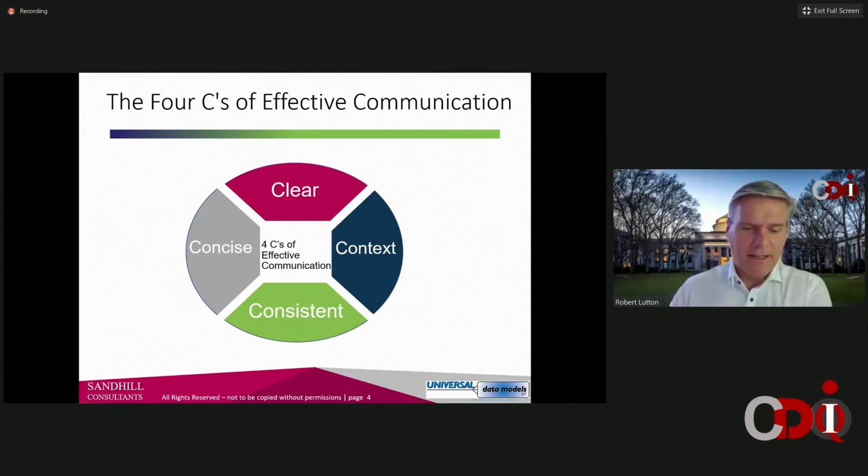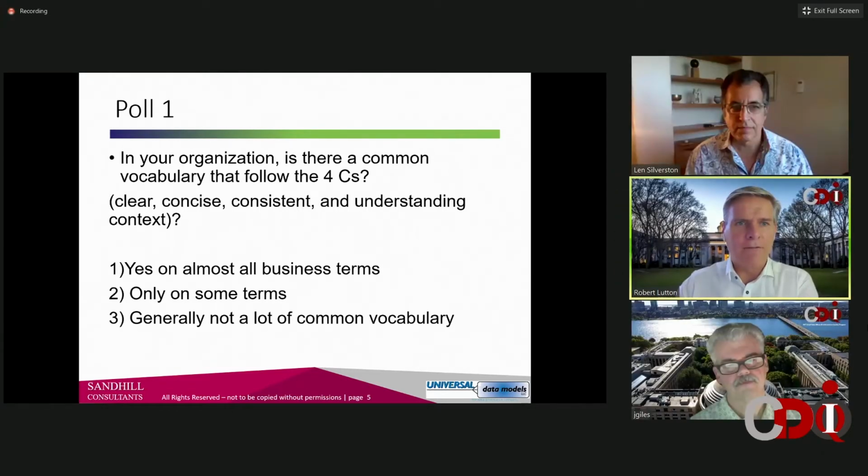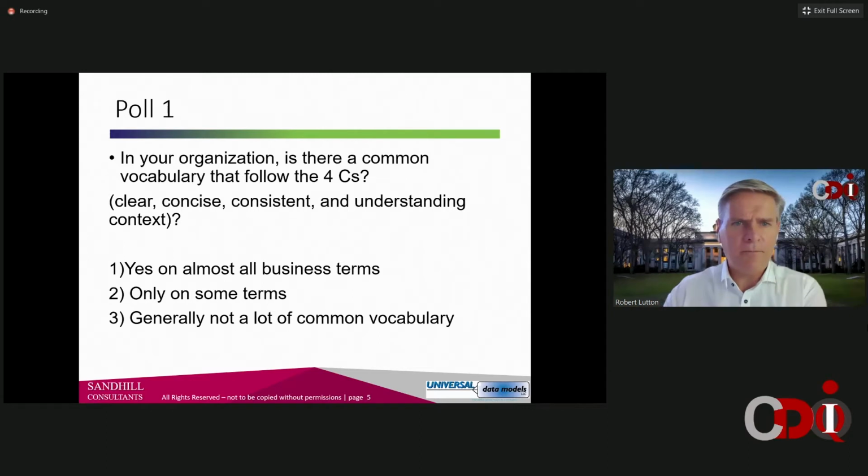And so with that, Len, I believe we're going to do our first poll. This is where I'm going to jump to my producer part, and launch the first live poll. In your section under polls, you will have 3 options. The poll is: in your organization, is there a common vocabulary that follows the 4 C's? Clear, concise, consistent, and understanding context. So hopefully you've all seen that poll, just basically where the Q&A is.